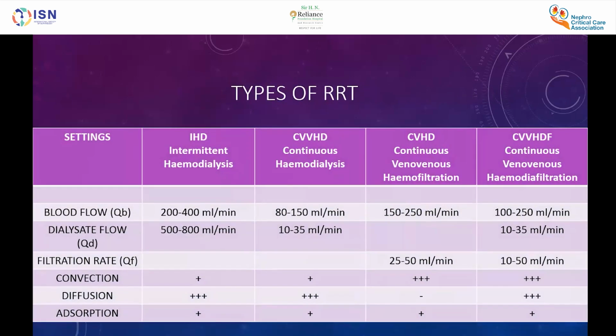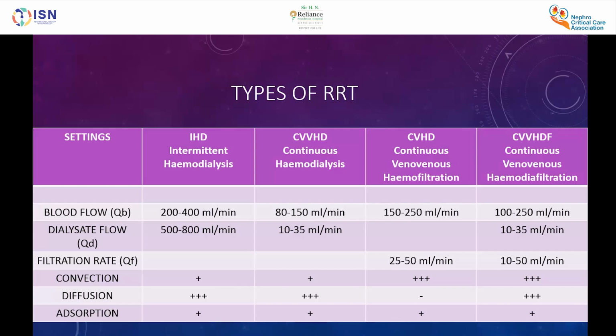So the different types of RRT are intermittent hemodialysis, continuous hemodialysis, then CVVH, that's the hemofiltration, and HDF, that's the hemodiafiltration. So in intermittent hemodialysis, to start with, we can set a blood flow of around 200 to 400 ml per minute with a dialysate flow of around 500 to 800 ml per minute. And the dialysis occurs mainly through the diffusion method.